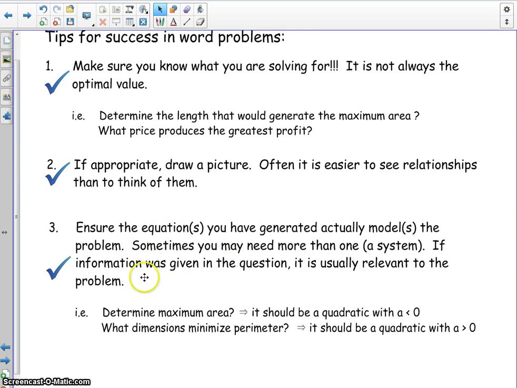Sometimes you need to create more than one equation to solve for. It might be a system of equations. And odds are, I'm not usually so mean that I'll give you a bunch of irrelevant information. So if there's something in the question that you haven't used yet, odds are you've made a mistake. Everything that's given in the question is usually relevant to what's going on, so try and find a way to incorporate everything in.